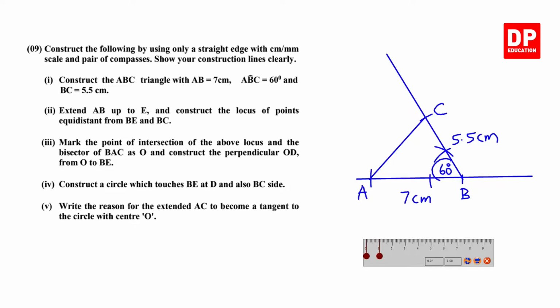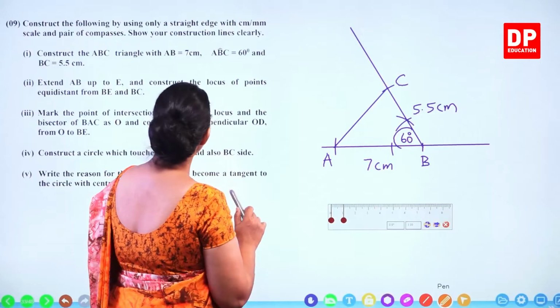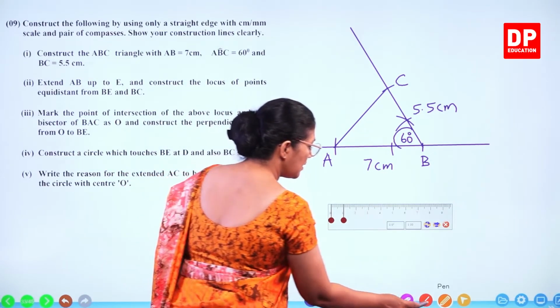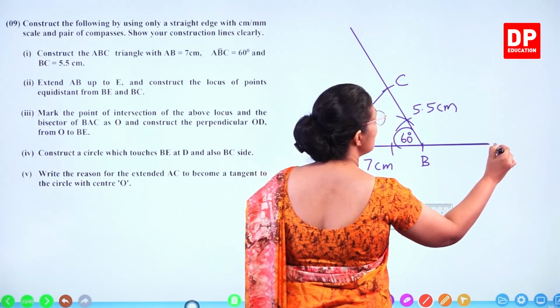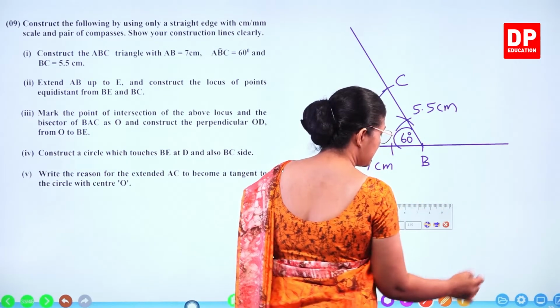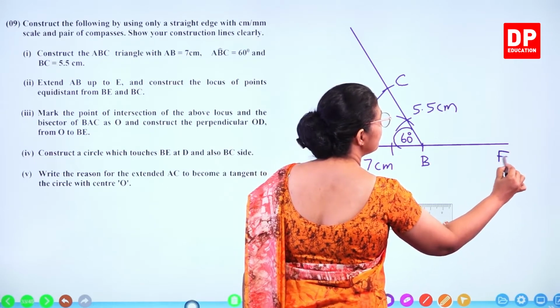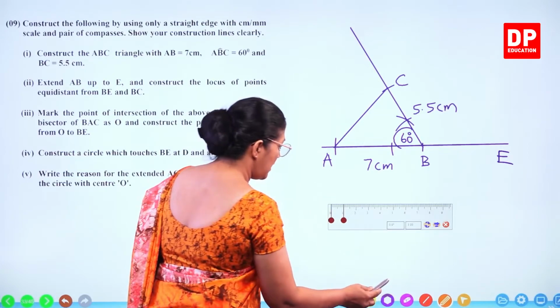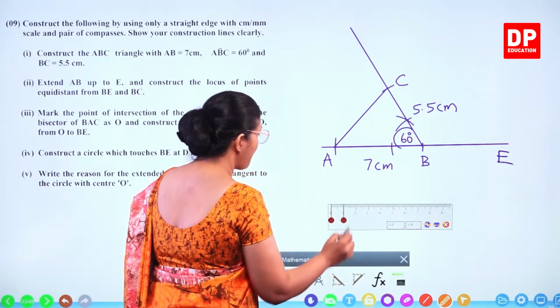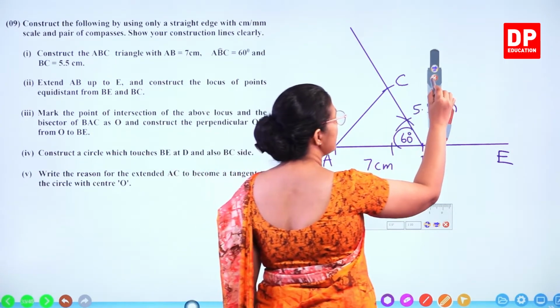Extend AB up to E and construct the locus of points equidistant from BE and BC. That's the angle bisector. So you have to first extend this AB line to E. Let's take this one is E. Then you have to find the angle bisector. Again, take the compass. You have to bisect this angle.